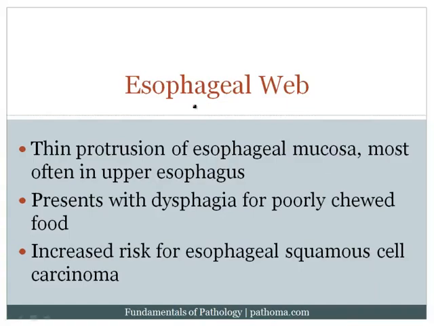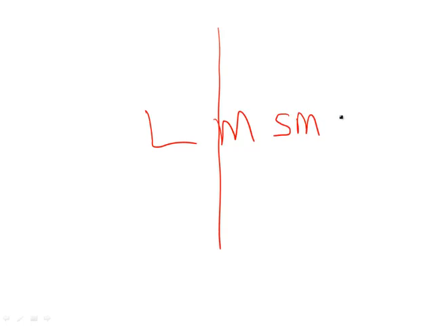Esophageal web refers to a mucosal protrusion that results in obstruction or a partial obstruction with dysphagia for poorly chewed food. Let me just draw this out again just to remind you. Let's say that that's the lumen of the esophagus there. Well, remember that the wall of the esophagus would contain a mucosa, and behind that mucosa would be a submucosa, and then behind the submucosa would be the muscularis propria, and then behind the muscularis propria you have a serosa. So these are the 4 key layers of the GI tract.